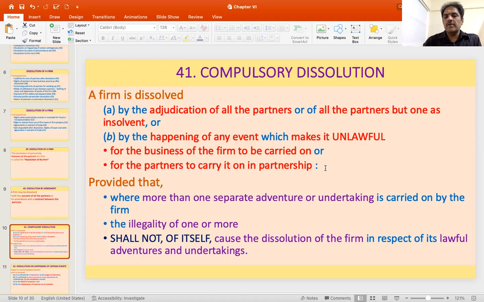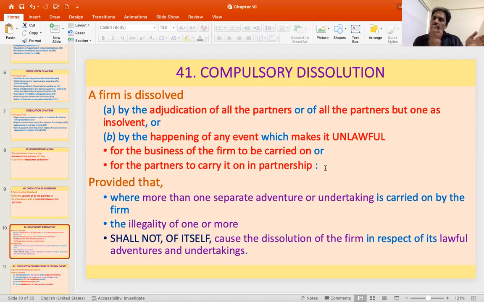Then doing business in the form of a partnership, if that is prohibited, like I was indicating, non-banking financial business not to be done by partners. If there is RBI, if it comes out with any such act or provision, then automatically the partnership has to be dissolved because now it is not capable of doing this business in the form of a partnership, provided where more than one separate adventure or undertaking is carried on by the firm, the illegality of one or more shall not of itself cause the dissolution of the firm in respect of its lawful adventures or undertaking.